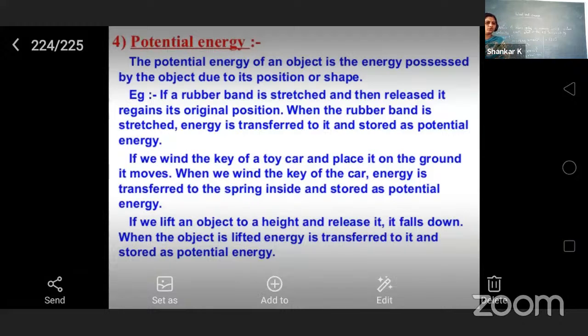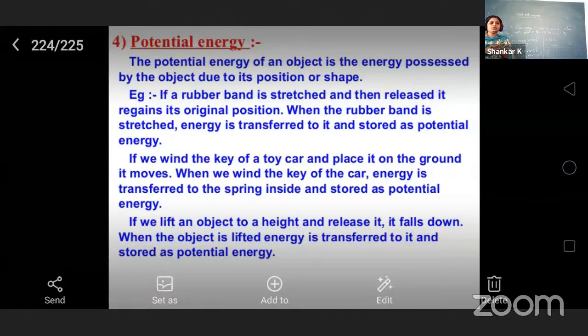For example, you take a rubber band and you stretch it, students. You can change its state by stretching. Then, when you release it, it comes back to its original position. So, when the rubber band is stretched, energy is transferred to it and stored as potential energy. When you release it, it comes to its original state. This we call potential energy.